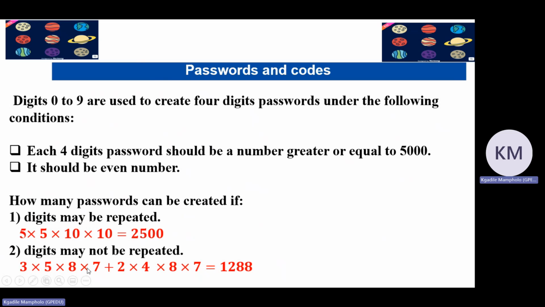Now when you choose the second digit of the password or the code, you'll be choosing out of 8. When you choose the third one, you'll be choosing out of 7. So possibly you'll have 1,288 passwords that can be created. Don't forget that the answer is not a password. The answer is the possible number of passwords that can be created which will meet this condition.